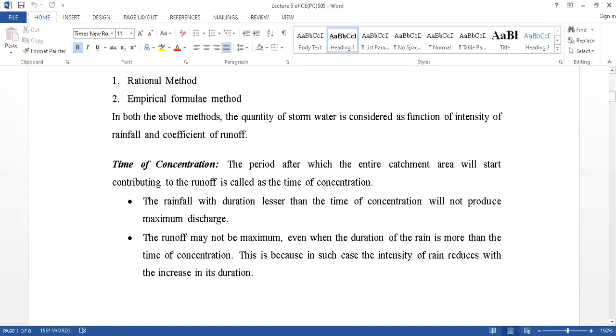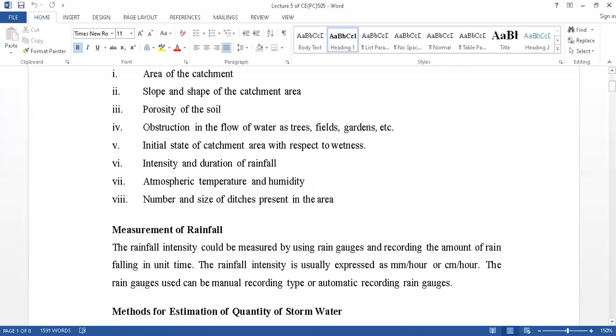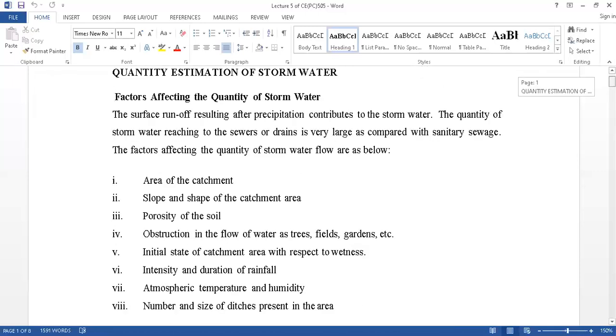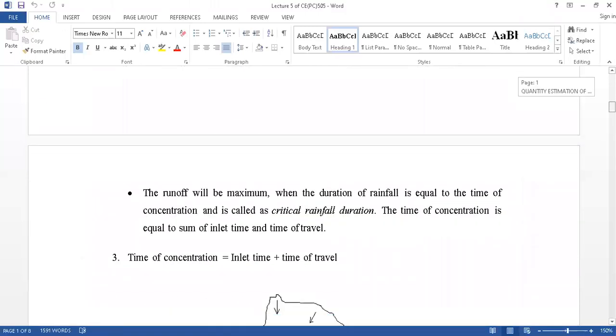So what can we conclude from these two factors? We can conclude that the runoff will be maximum when the duration of rainfall is equal to the time of concentration, also called the critical rainfall duration. That is why it is a very important terminology in stormwater runoff, because the runoff will be maximum at the time of concentration. That means the catchment area starts to run off when it is filled by the rainwater.